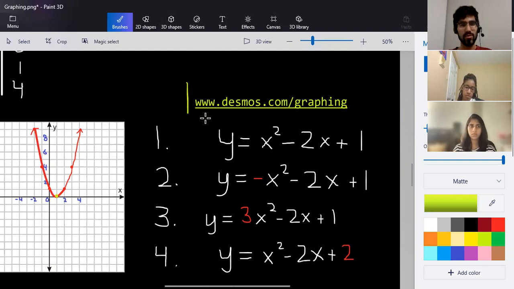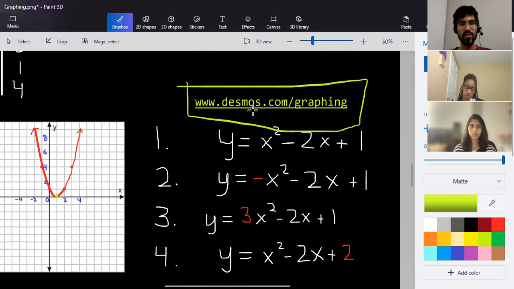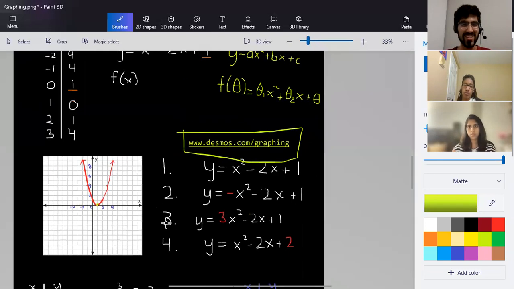And you can actually go to this website, desmos.com, and you can just type in these equations, see what happens, and see if you can notice any patterns. That is all of grade 10, basically.